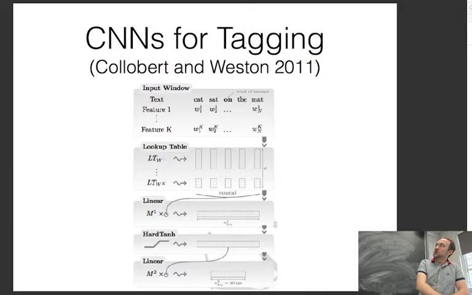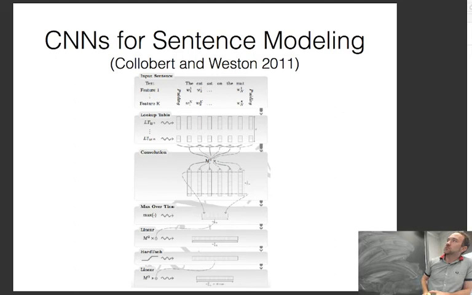So then CNNs for sentence modeling look very similar. For each of the things here, you look up things in the lookup table, you do convolution, then you do a max over time. So this is the pooling operation that they talked about in the reading materials. And then you do a linear transform, hard tanh, linear transform. The main difference here is that you're doing it over all the words in the sentence and then doing pooling afterwards to make a prediction. So this is what you would use if you want to do sentiment analysis or any other prediction over sentences, etc.